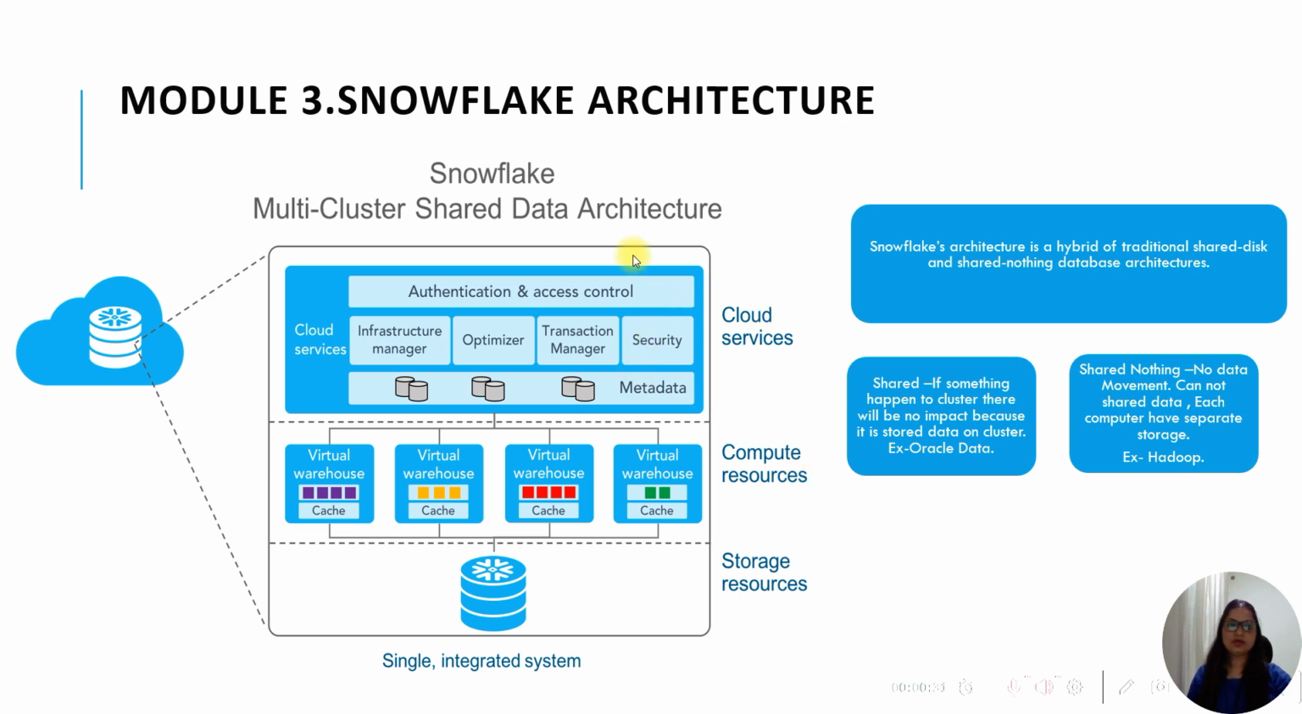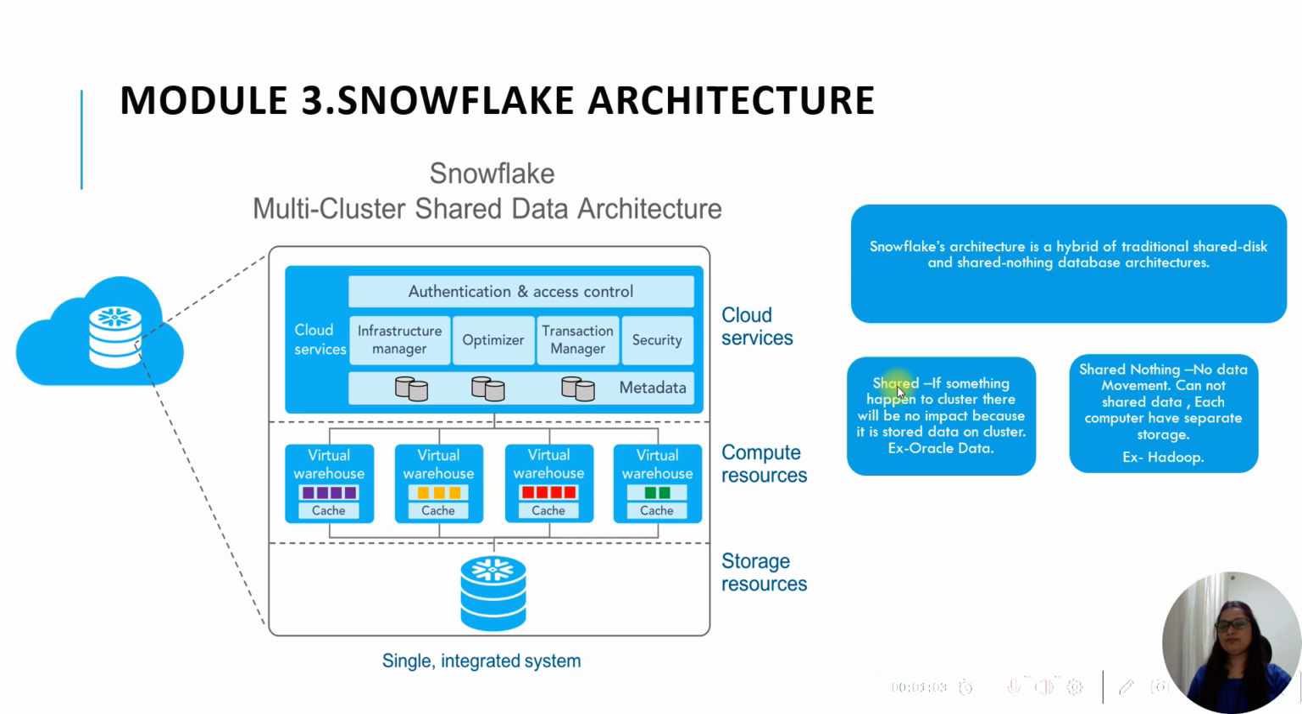cloud services. So you can see here in the storage resources, it could be anything like AWS, GCS, which means Google BigQuery, or might be Azure database. In the compute resources, we can execute the query, and the cloud services are responsible for the authentication and the access control. It manages the infrastructure, optimizer, transaction manager, security and the metadata.